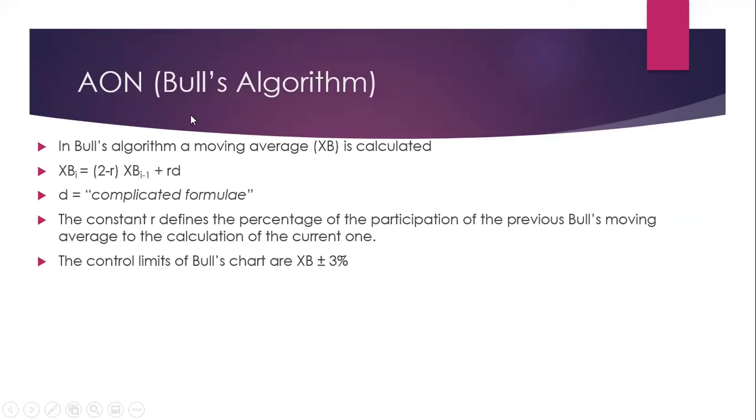The other approach of AON is known as Bull's algorithm. In Bull's algorithm, a moving average XB is calculated, and XB is defined as this, where D has a complicated formula, so I have not reproduced it here. And the constant R defines the proportion of the previous Bull's moving average contributing to the calculation of the current value. And the control limits of Bull's chart are the moving average plus or minus 3%.